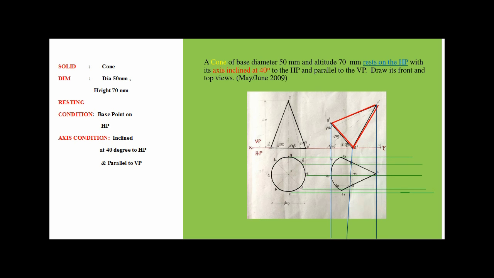The intersection of A dash and A will be point A. Similarly, the intersection of E dash and E will be point E. Similarly, find all the points. After finding them, connect the outer lines.